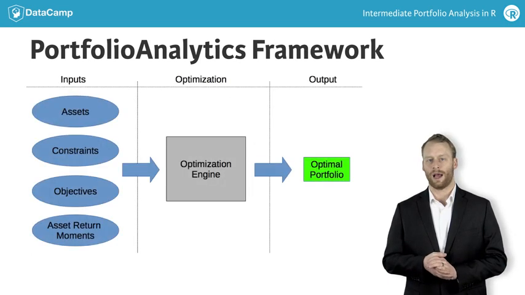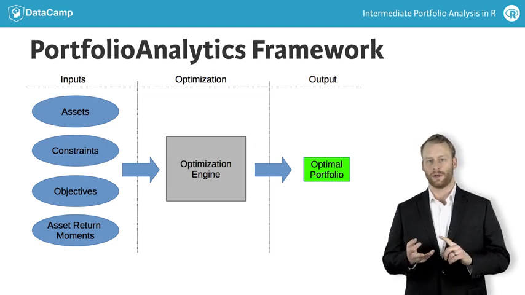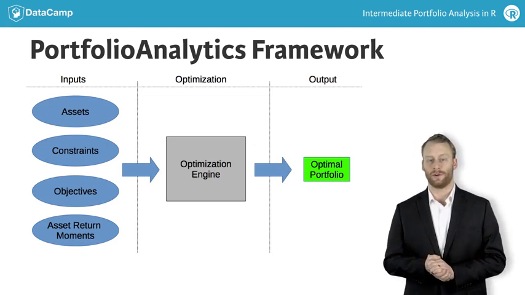This diagram is a high-level representation of a portfolio optimization framework. The inputs are the assets, constraints, objectives, and moments of asset returns. The assets, constraints, and objectives are defined by the portfolio manager.